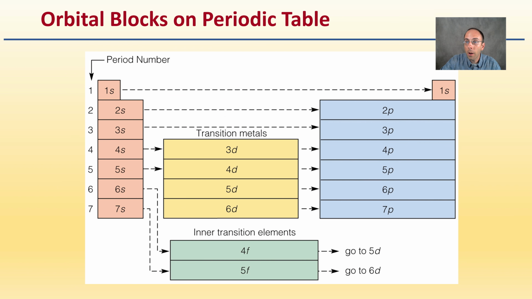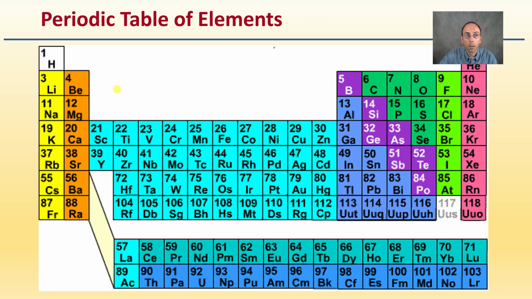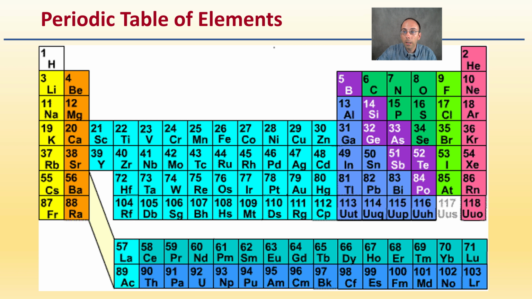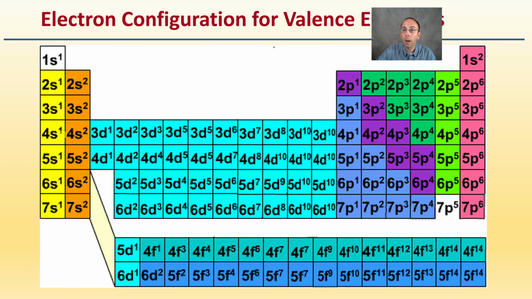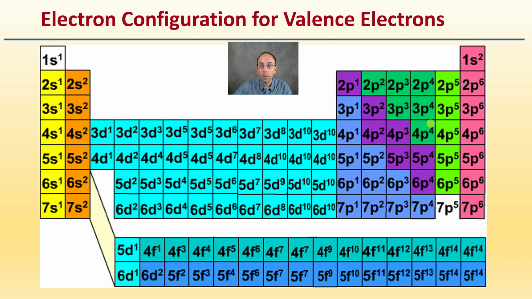Now the blocks on the periodic table, just as a little refresher: we've got our S block, our D block, which is our transition metals, our P block, and then our F block. Just remember, helium is part of the S block here. And looking at the valence electrons on our periodic table, here's our list of elements and the proper configurations for those valence electrons, evident right here.